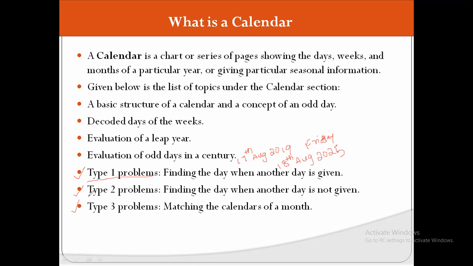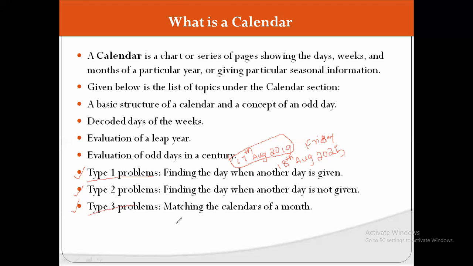In type 2 problems, they will ask you to find out the day when another day is not given. So directly they will ask you what should be the day of 17th August 2019 and what should be the day of 18th August 2025. So these kinds of problems they'll ask. And the type 3 problems.